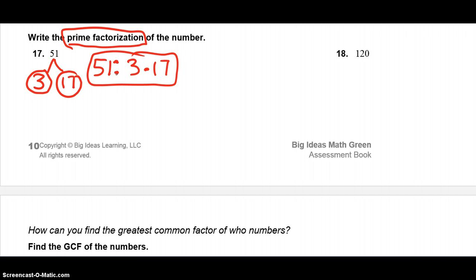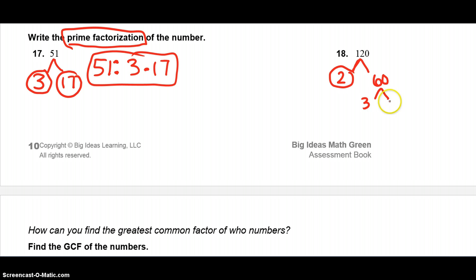Number 18 is 120. This factor tree can have a couple different options. I'm going to start with 2 and 60. I know 120 is even, so I know 2 can go into it. You could start with 12 and 10, 3 and 40, 4 and 30. A couple different options there, but I'm going to start with this one. Then 60 is not a prime number. It is a composite. So I'm going to break this number down.